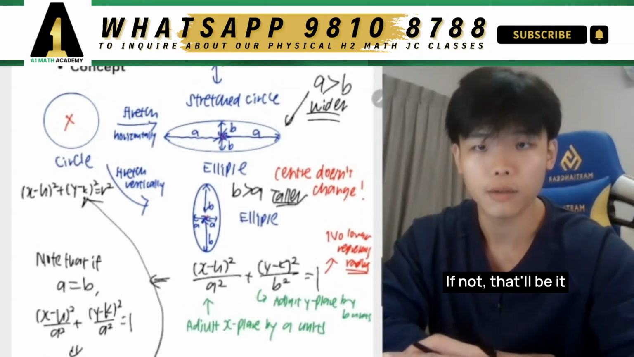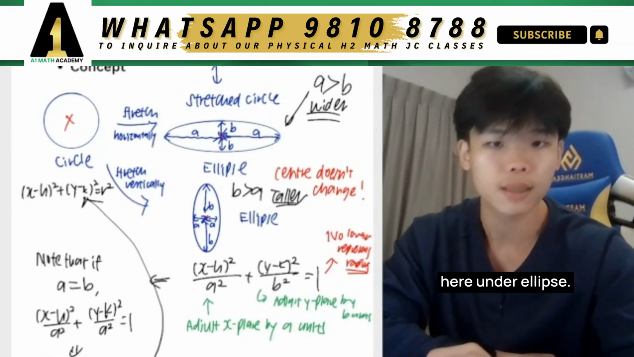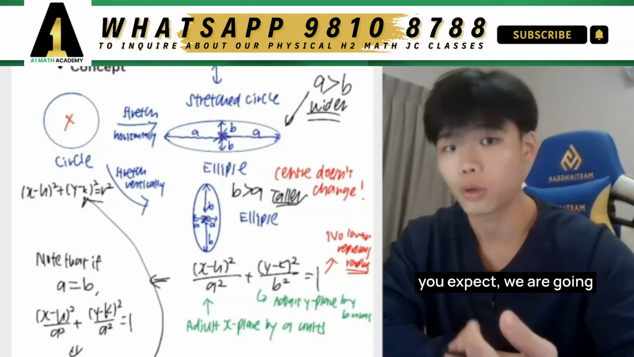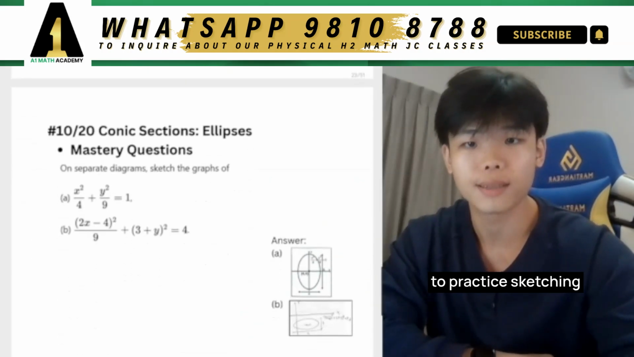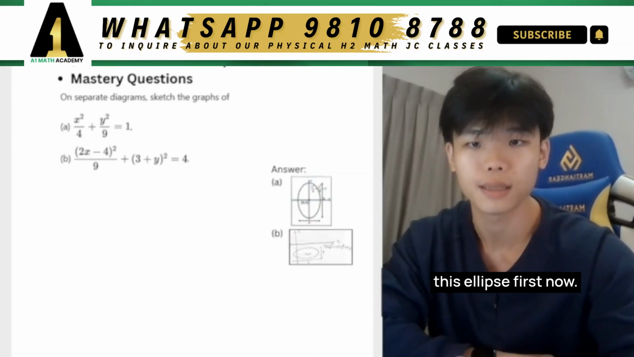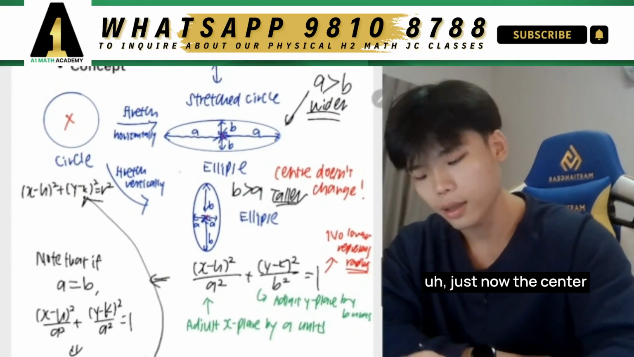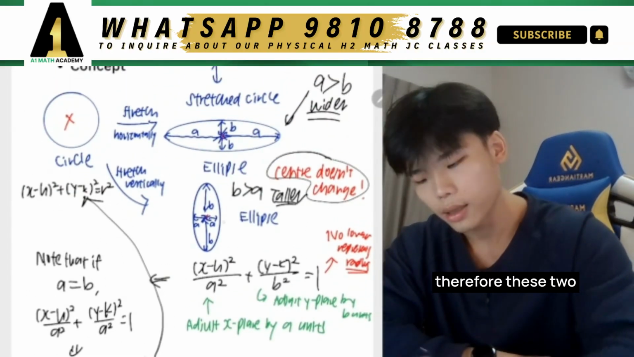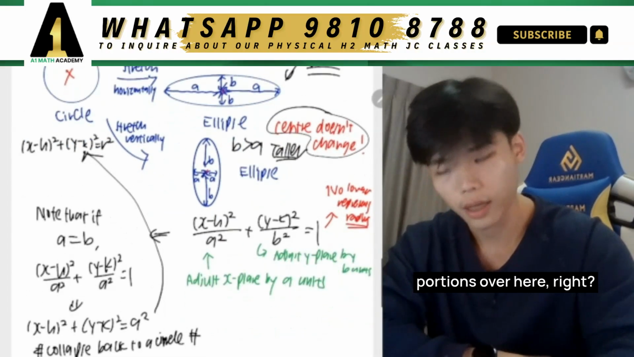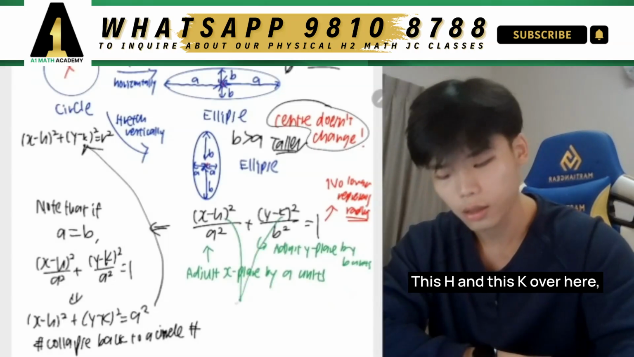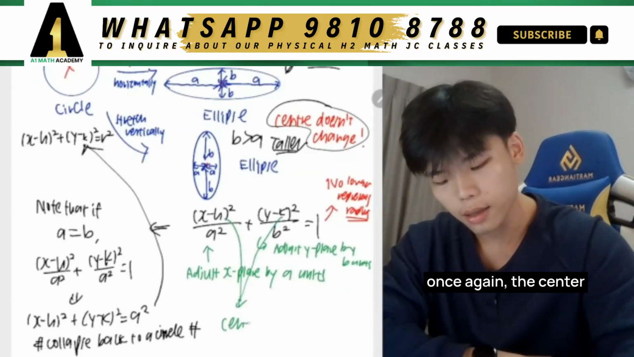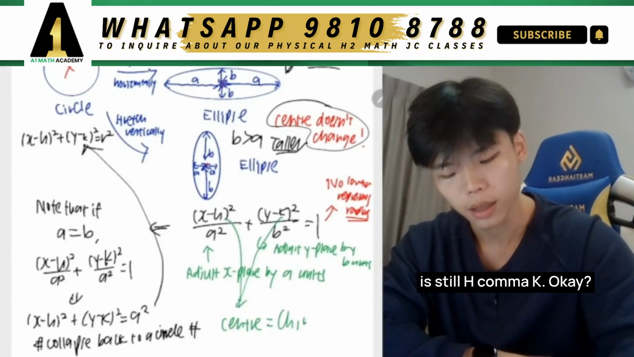Okay, that will be it for this portion under ellipse. And again, as you expect, we are going to practice sketching this ellipse now. And one more thing: just now I mentioned the center doesn't change. So therefore, this h and this k over here, once again, the center is still (h, k). Don't forget about that.